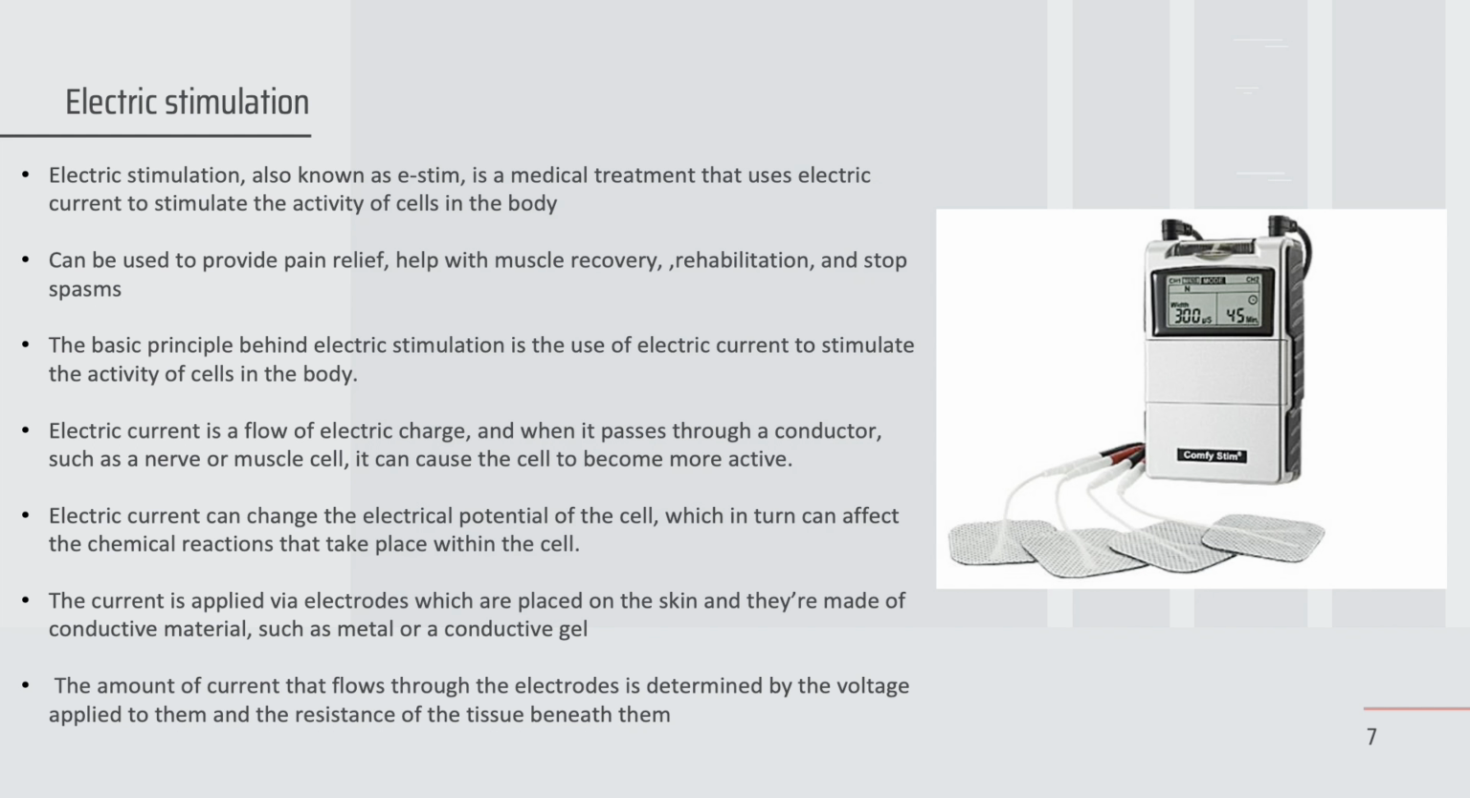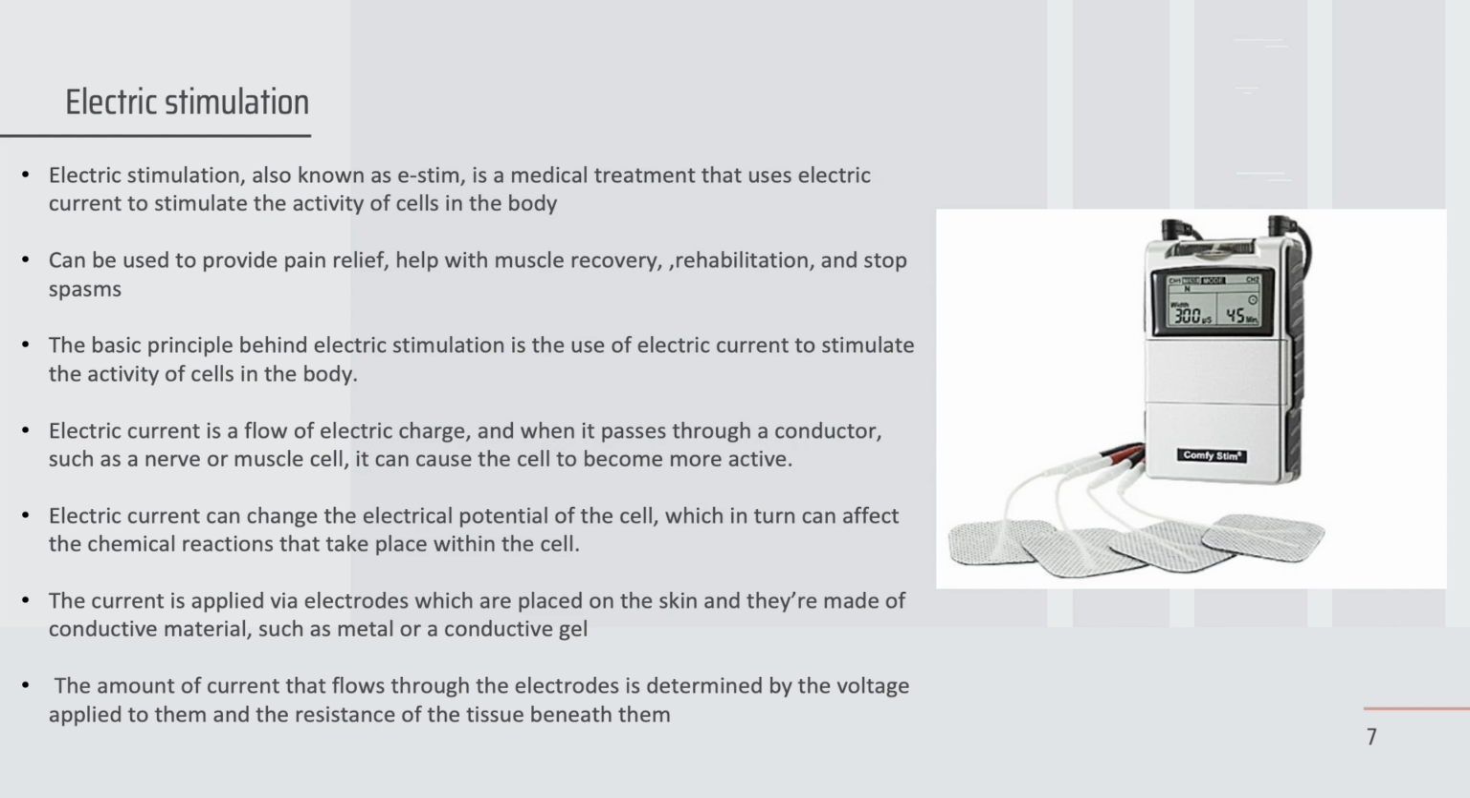The basic principle behind electrostimulation is the use of electric current to stimulate the activity of the cells in the body. Electric current is a flow of electric charges, and when it passes through a conductor such as a nerve or muscle cell, it can cause the cell to become more active. This is because the electric current can change the electric potential of the cell, which in turn can affect the chemical reactions that take place within the cell.